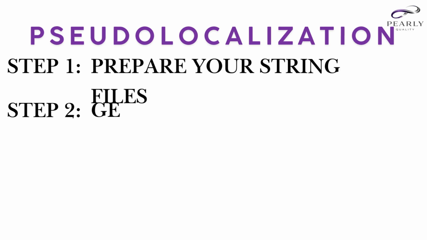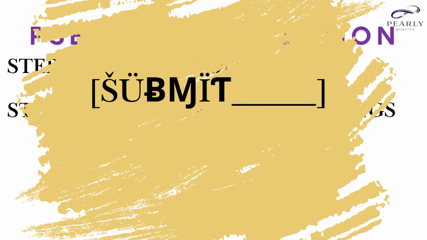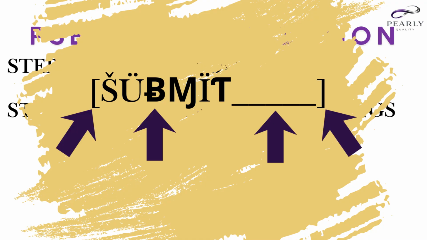Step 2. Generate pseudo-strings. Run your pseudolocalization tool against the copied string file. A well-configured pseudo-transform does 3 things simultaneously to every string. First, it replaces characters with accented equivalents. This surfaces encoding issues. Second, it expands the string length by 30 to 40% using padding characters, such as underscores. This simulates the longer strings common in German, Finnish, and other languages. And the third is that it wraps each string in visible brackets, so untransformed strings are instantly identifiable during testing.